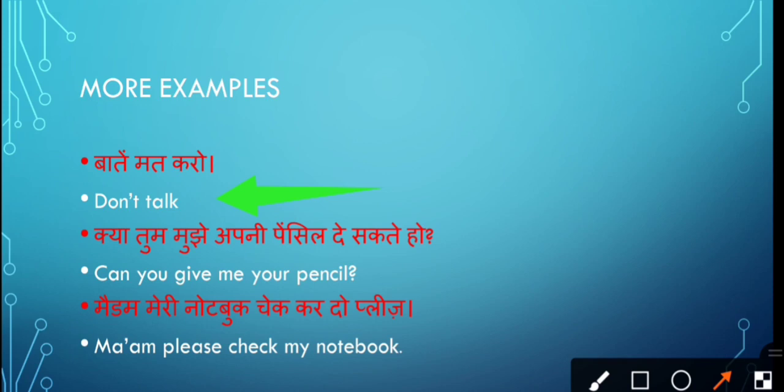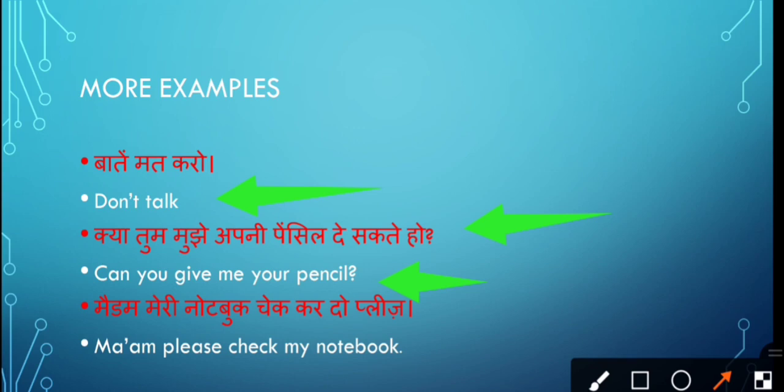Next sentence is क्या तुम मुझे अपनी पेंसिल दे सकते हो? Whenever we forget our pencil or anything from our stationery at our home, then how we can ask our friends to give the pencil. Can you give me your pencil?